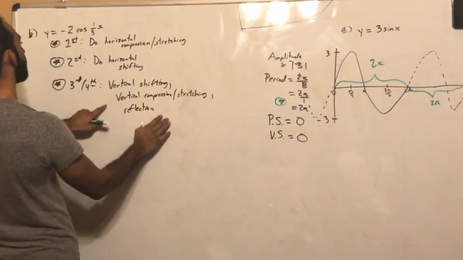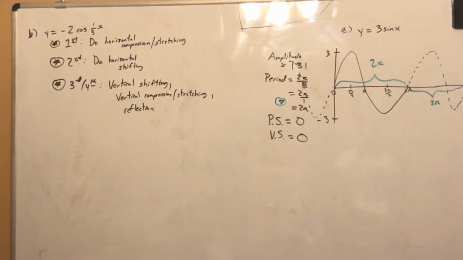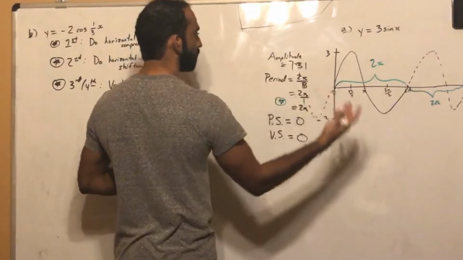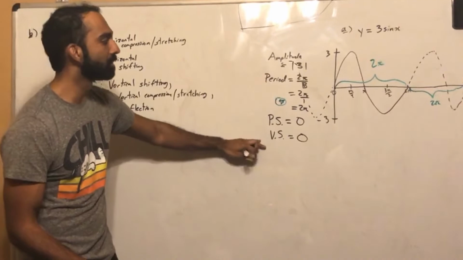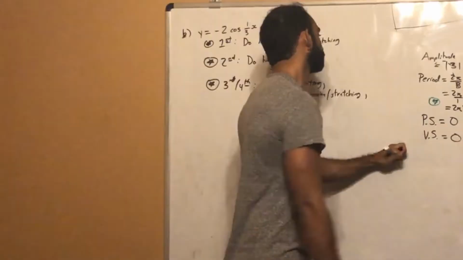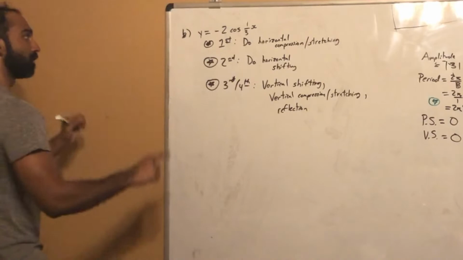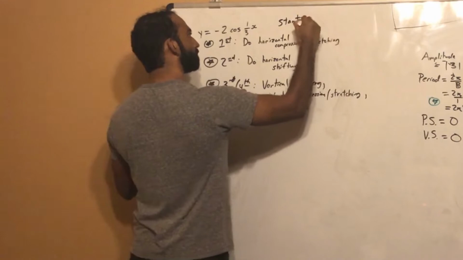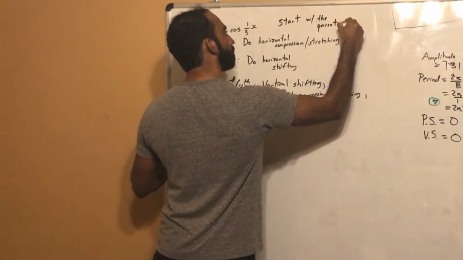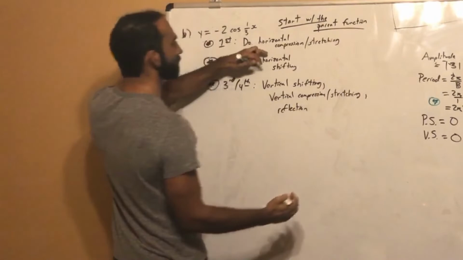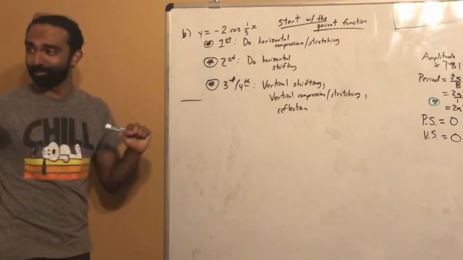Should we do these steps before we find our amplitude, period, PS and VS, or after? That doesn't matter. You can find these before you start graphing. You can find these after, because these are purely numerical computations. You don't really need these to do the graph. So I'm going to start. I should have said that here. Let's start with our parent function. Starting with that parent function, you do the adjustments in this order. Hey, you, pay attention.